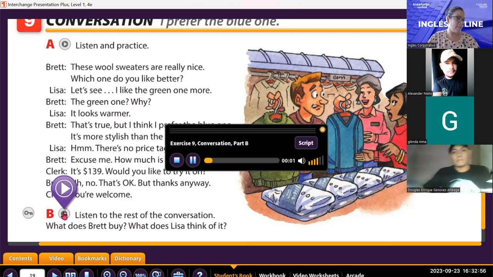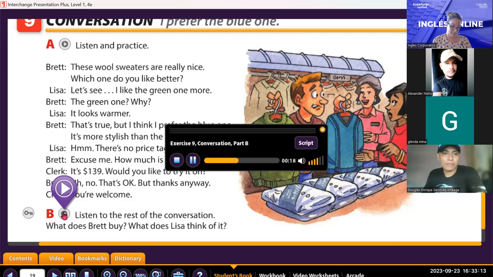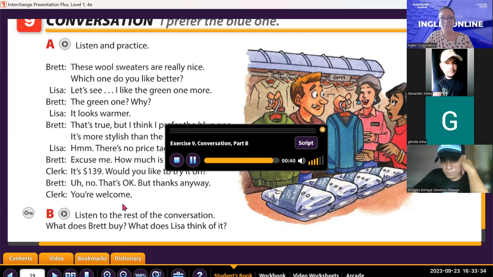Page 19, Exercise 9, Part B. Listen to the rest of the conversation. What does Brett buy? What does Lisa think of it? Wow. That sweater is really expensive. I don't want to spend that much money. Oh, look. There are some things on sale over there. Oh, you're right. These shirts are really nice. And they're cheap, too. I like this one. Is it cotton? Let's see. Yes, it is. It looks nice on you. The colors are really cool. Great. I'll take it.